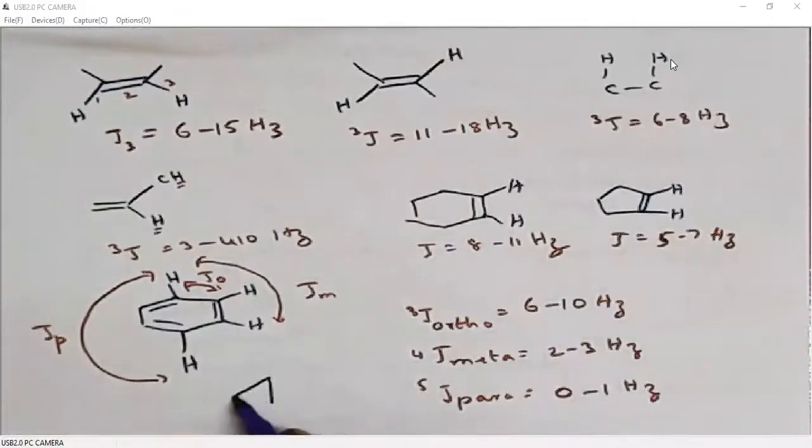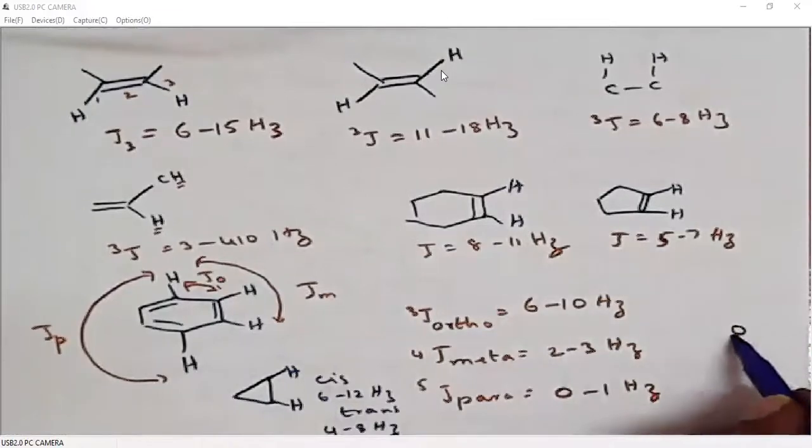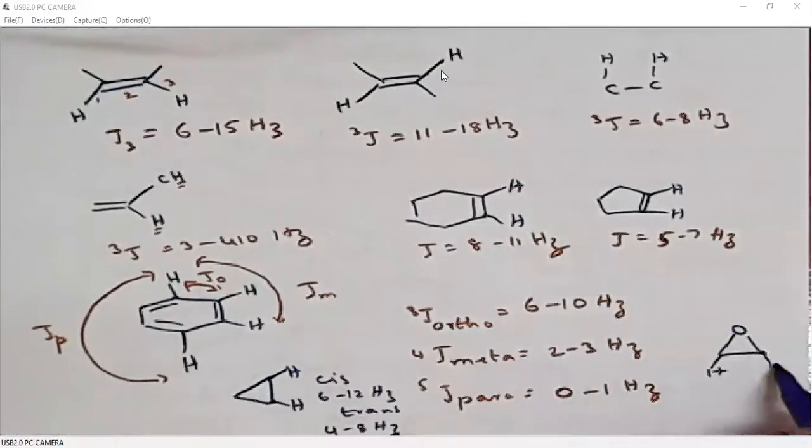Similarly, for cyclic systems without a double bond, we observe a cis coupling between 6 to 12 hertz, whereas we can also observe some trans coupling, but it is just 4 to 8 hertz. If the same ring is part of a heterocyclic system, then the coupling constants will further decrease. Cis coupling constant is between 2 to 5, whereas trans coupling constant is between 1 to 3.